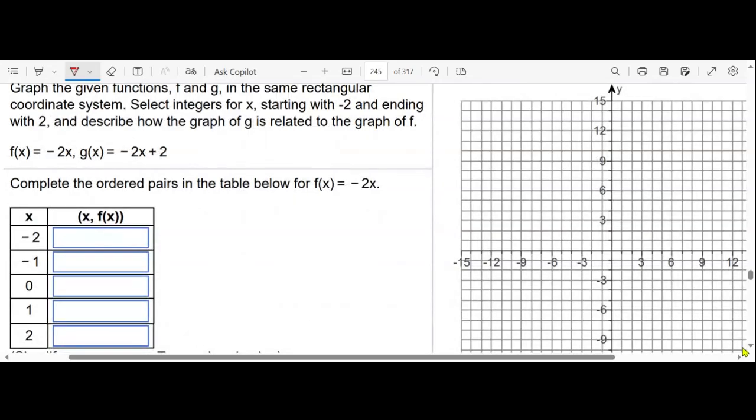I need someone to read. Ready? Graph the given functions f and g in the same rectangular coordinate system. Select integers for x starting with -2 and ending with 2. And describe how the graph of g is related to the graph of f. Very good. So take a look here. I have two graphs. One is called f, and the other one is called what? g. The function f of x is easy. It's -2x.